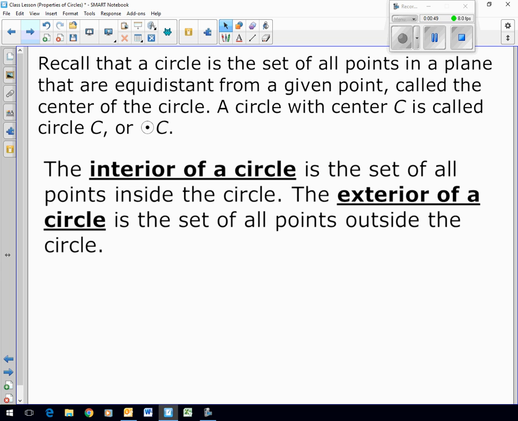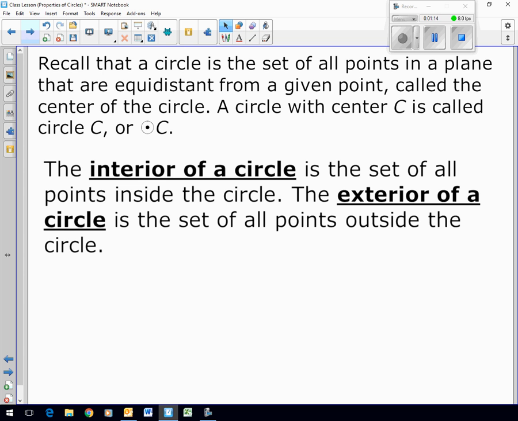You don't have to write down this next point, because if you don't get it, that's okay. The interior of a circle is the set of all points inside the circle, and the exterior of a circle is the set of all points outside. So if we don't know interior and exterior by now, just don't worry.